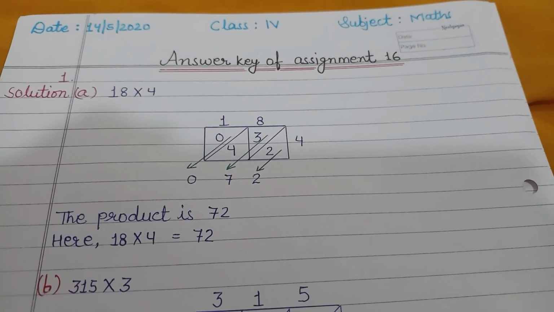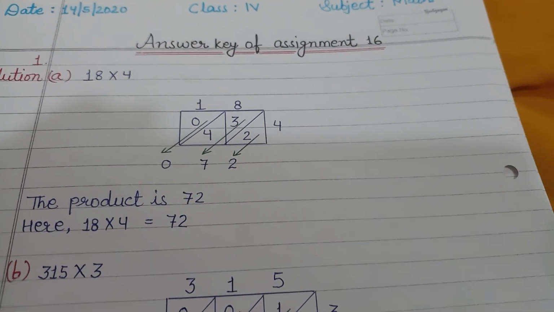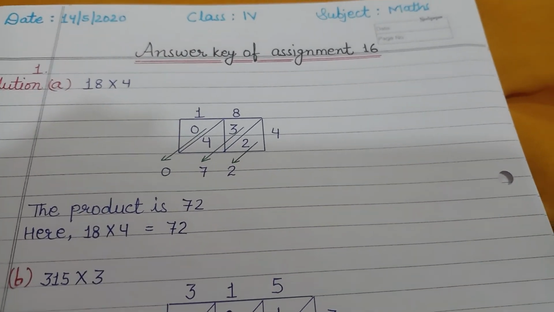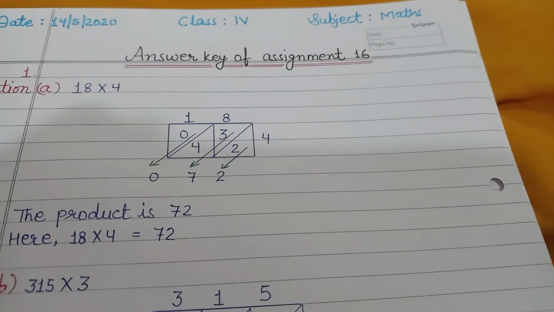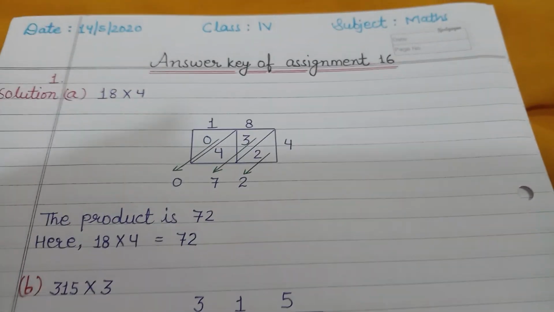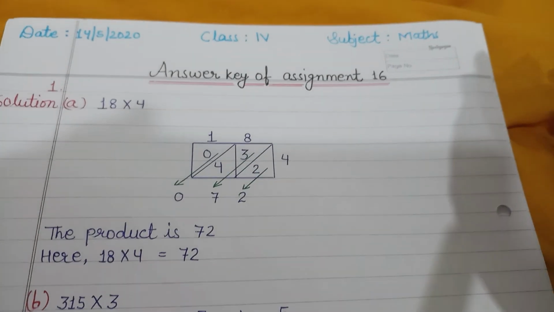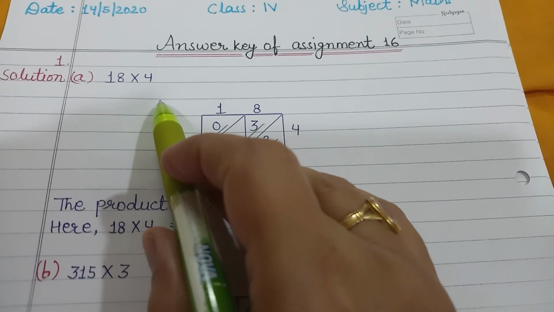In our previous class, we learned a new method of multiplication, which is the lattice method, and I gave you one assignment: find the product by lattice method. So today, first we will discuss the answers of that assignment. The first was 18 multiplied by 4.